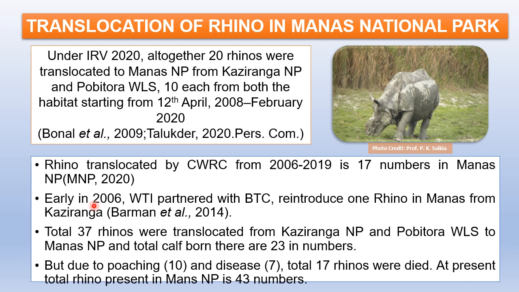A total of 37 rhinos were translocated from Kaziranga National Park and Pobitora Wildlife Sanctuary to Manas National Park, and the total number of calves born there is 23. But due to poaching, 10, and disease, 7, a total of 17 rhinos died. At present, the total number of rhinos present in Manas National Park is 43.